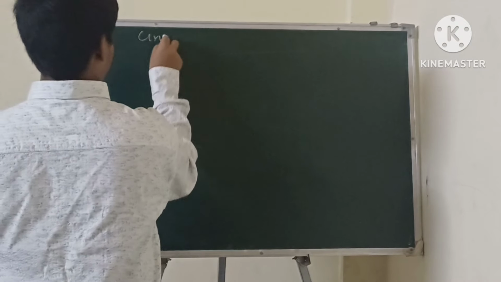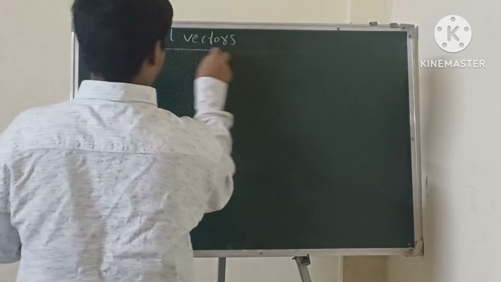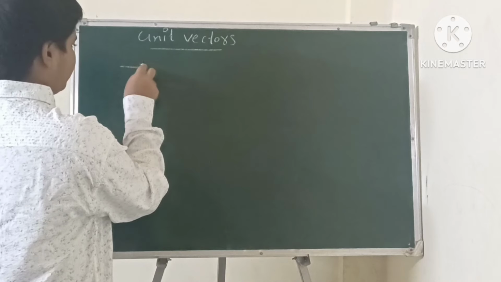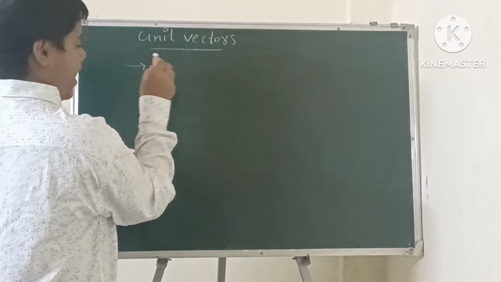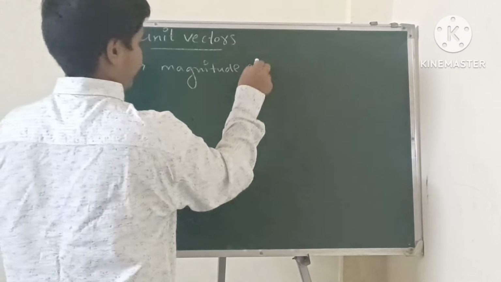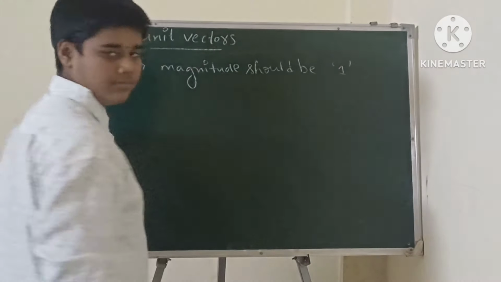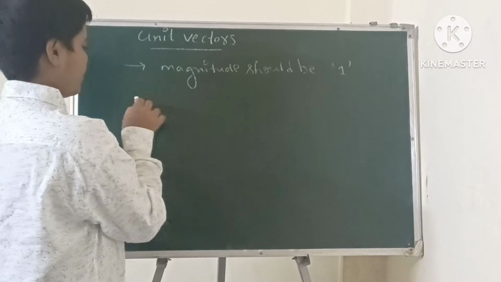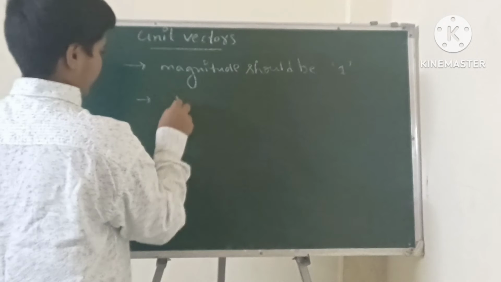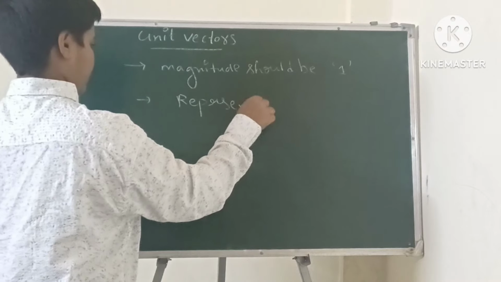Unit vectors. Unit vectors mean that in unit vectors, the magnitude should be 1. Magnitude should be 1, and here the representation.